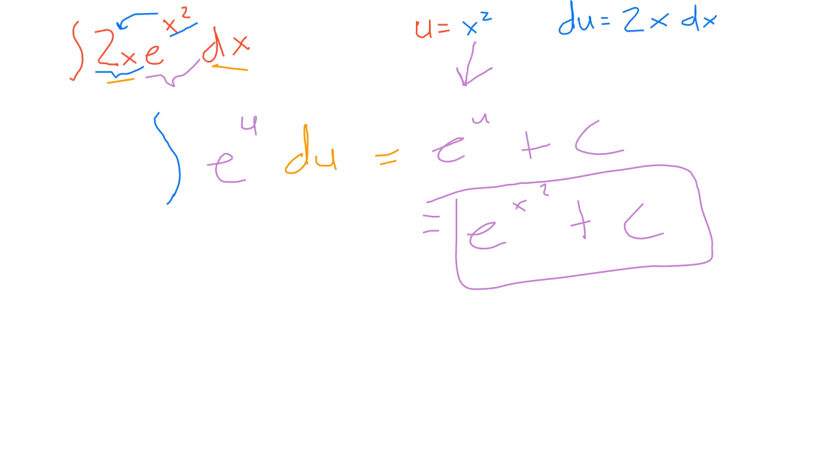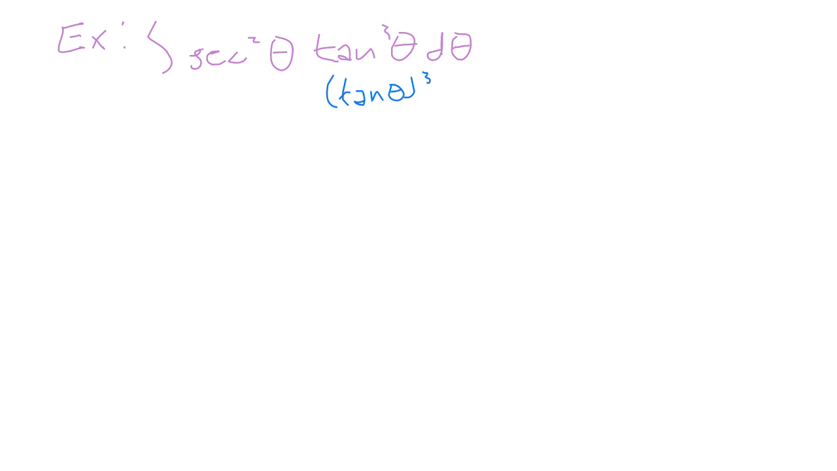Now let's go ahead and do another one. In this one, we want to integrate secant squared of theta times tangent cubed of theta d theta. So let's look and see what we have. We have our secant squared and our tangent cubed. Well, we can also rewrite this tangent cubed as tangent of theta, all cubed.